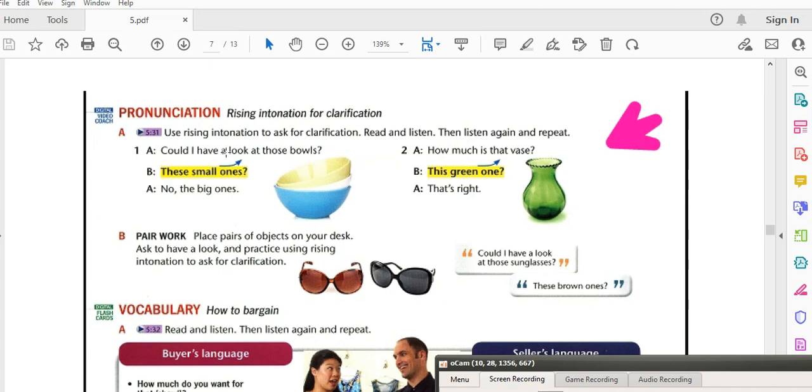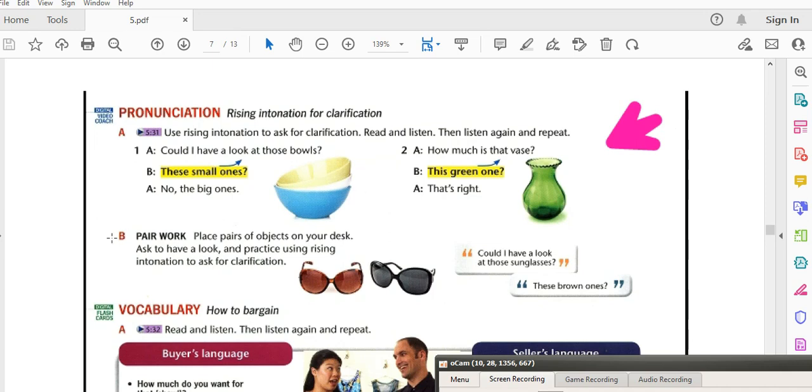1. Could I have a look at those bowls? These small ones? No, the big ones. 2. How much is that vase? This green one? That's right. Now listen again and repeat in the pauses. Could I have a look at those bowls? These small ones? No, the big ones. How much is that vase? This green one?